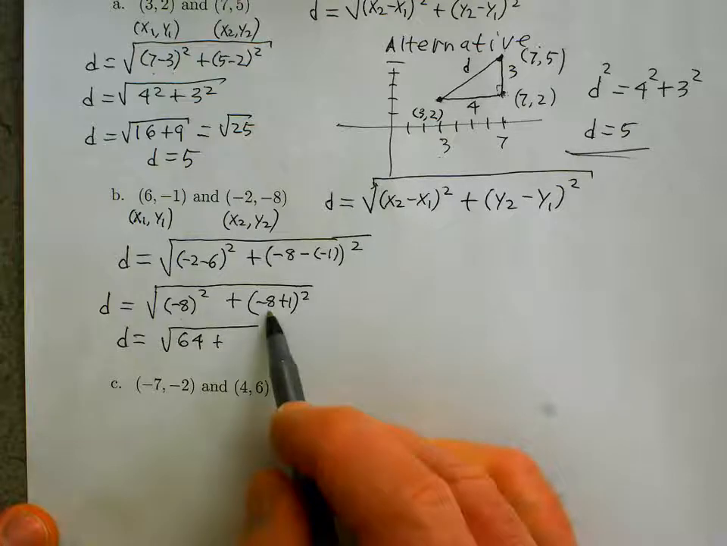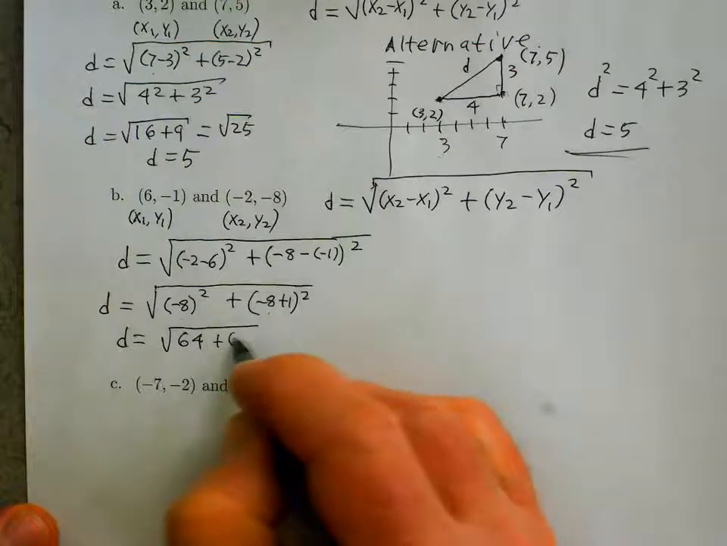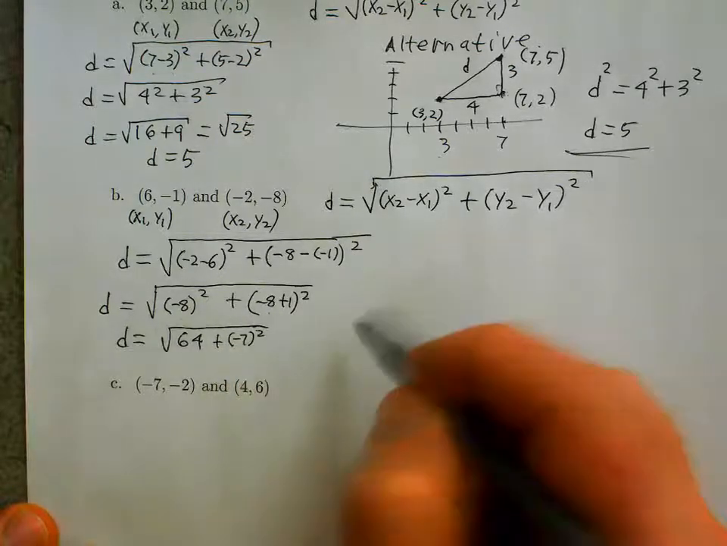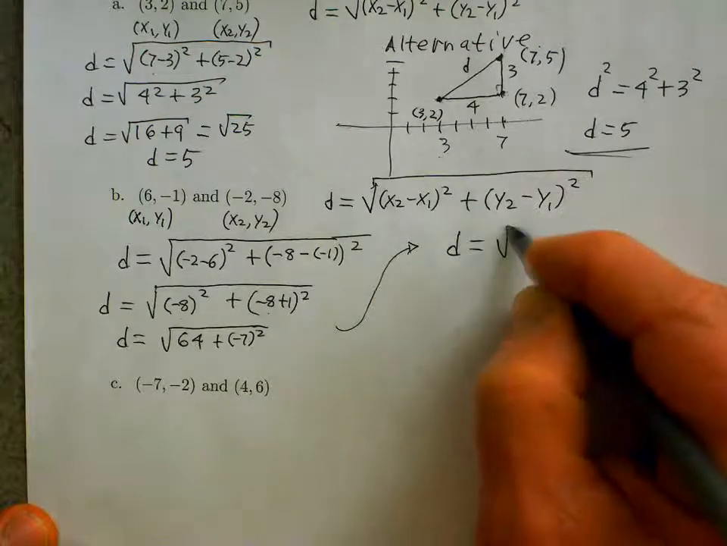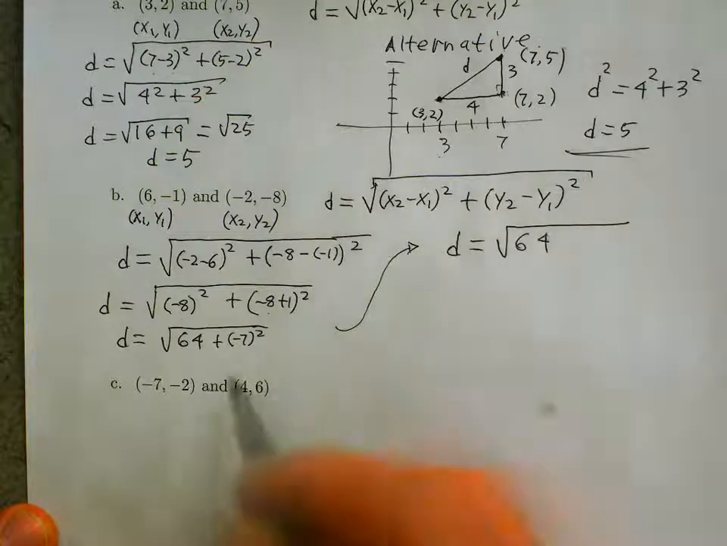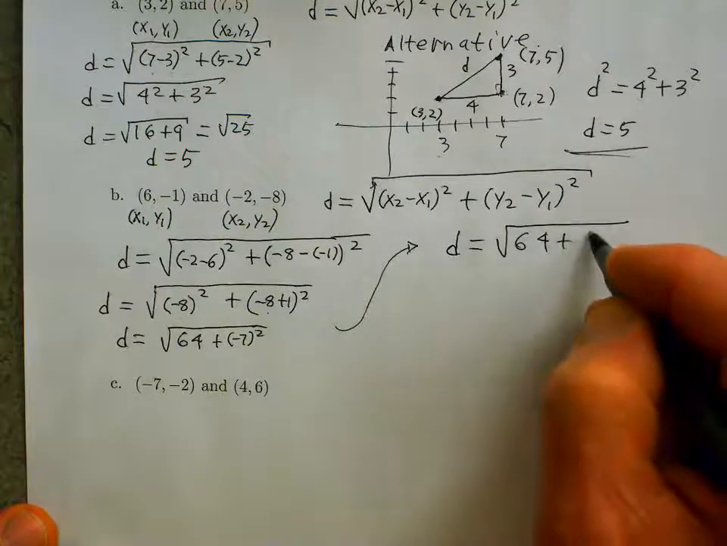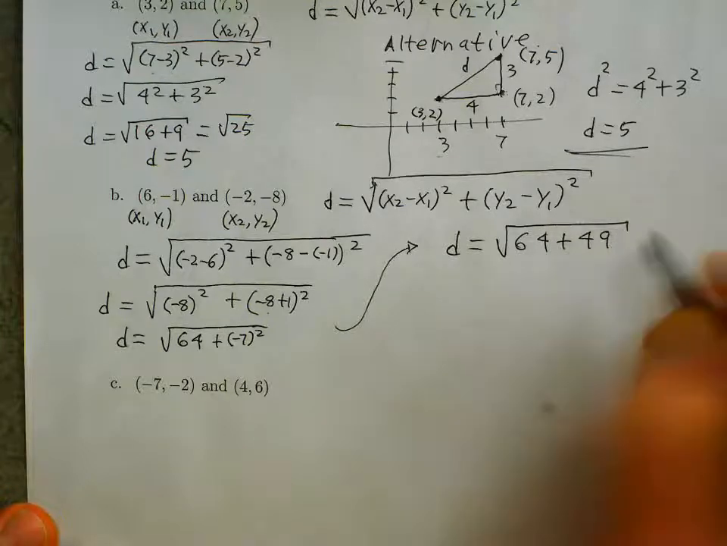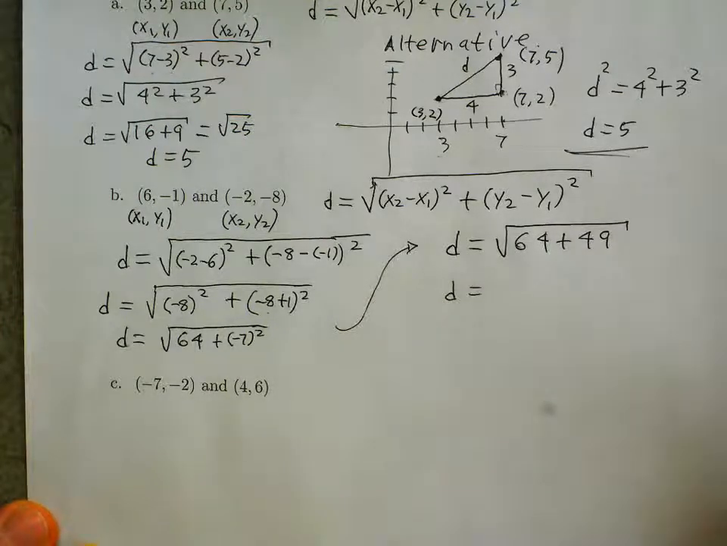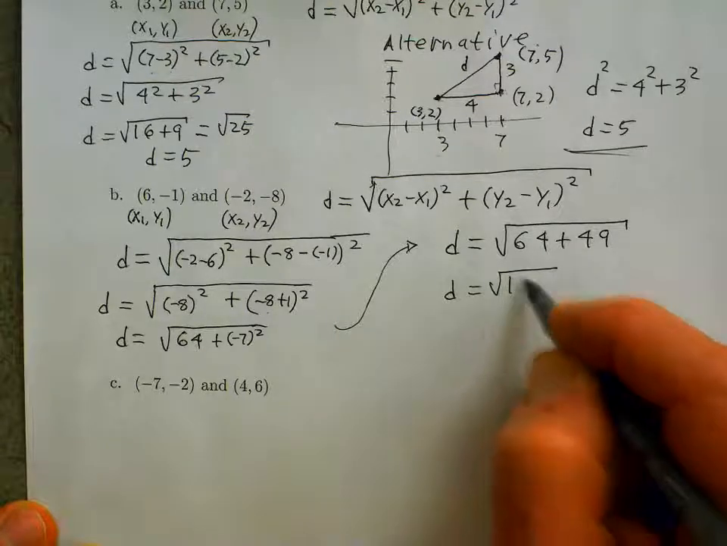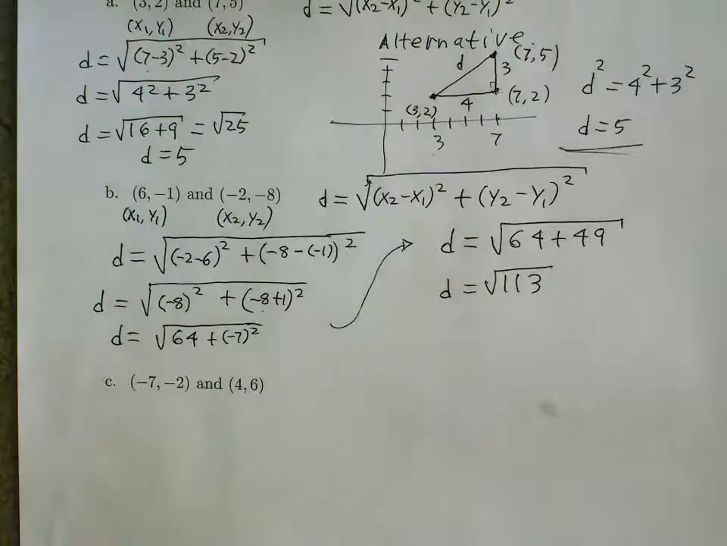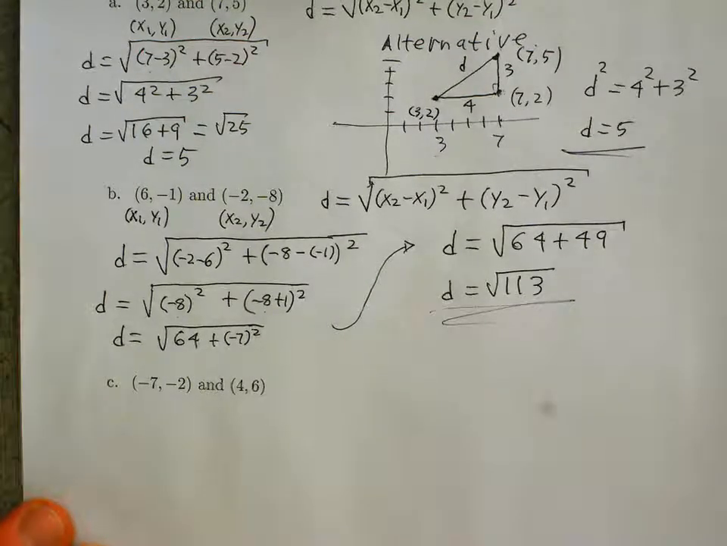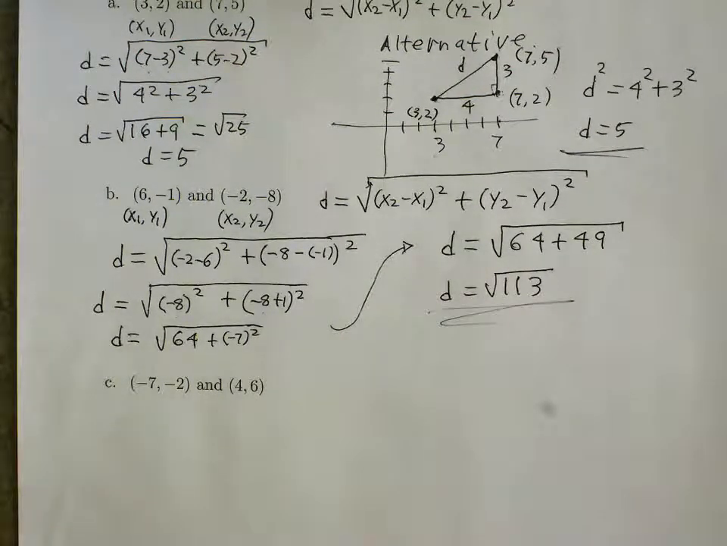And then -8 plus 1 is -7, so -7 squared. So when we square -7, we get 49. And 64 plus 49 is 113, so we get the square root of 113. The square root of 113 cannot be simplified any further, so that is the distance between those 2 points.